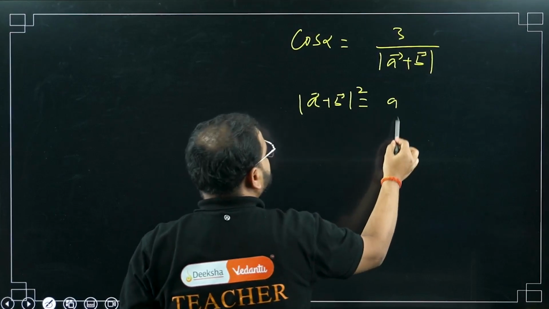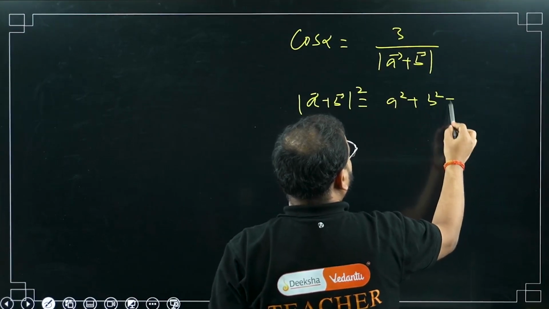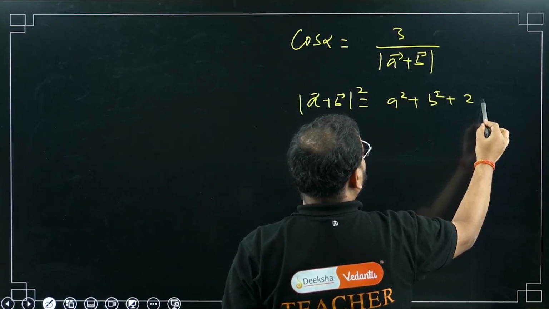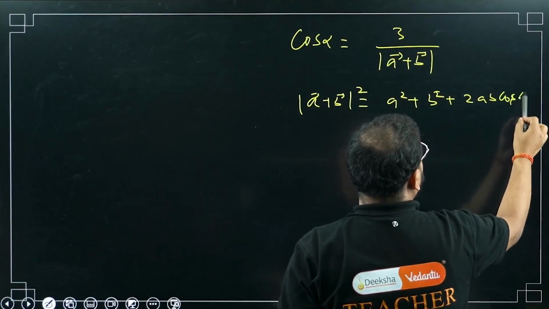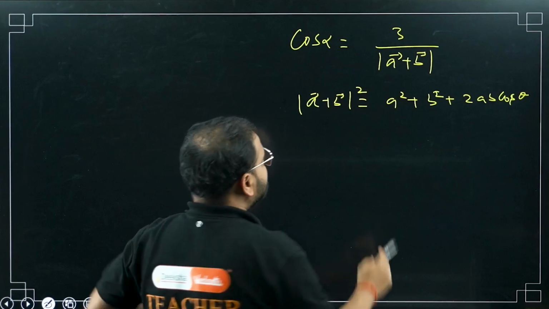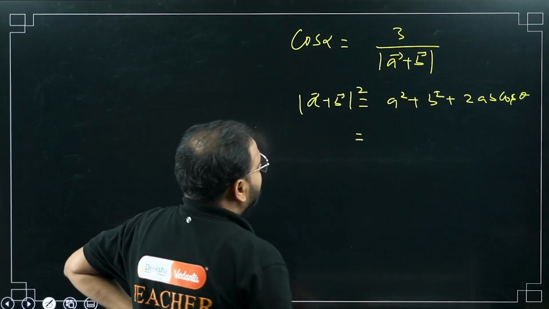Write the whole square for this. I get A square plus B square plus 2AB cos theta, right? 2AB cos theta. Please check. Okay, how much is this?